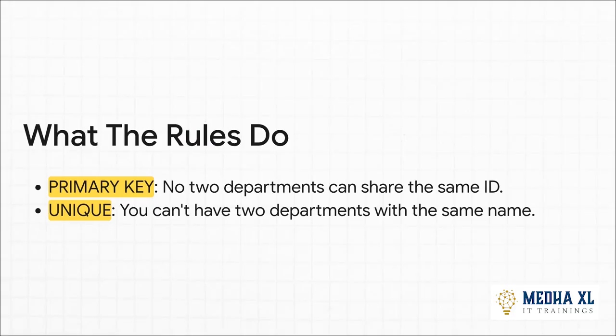So what do these constraints actually do for us? Well, the primary key on that ID column guarantees that every single department will get its own unique number, no repeats, no empty values. And that unique constraint on dept_name is what stops us from, say, accidentally creating two different physics departments. See, they're simple rules, but they have really powerful results.